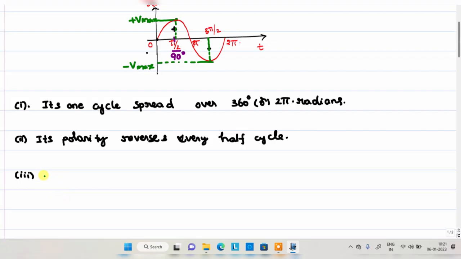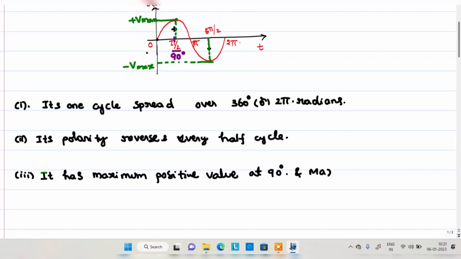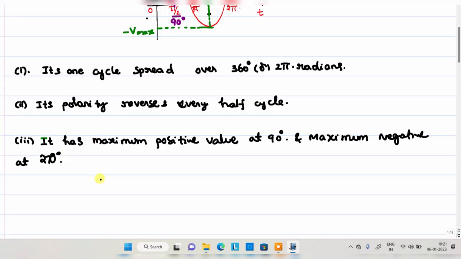So it has maximum positive value at 90 degrees and maximum negative at 270 degrees. Okay, so this is the third characteristic.